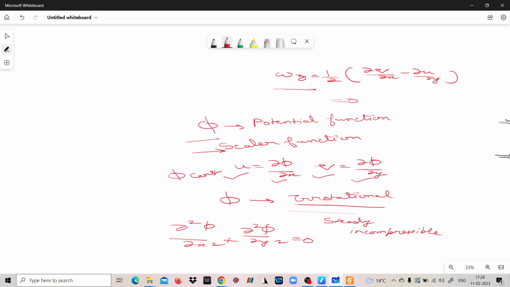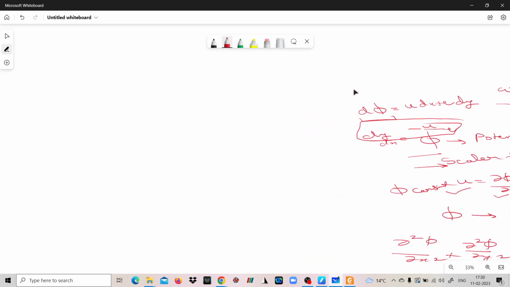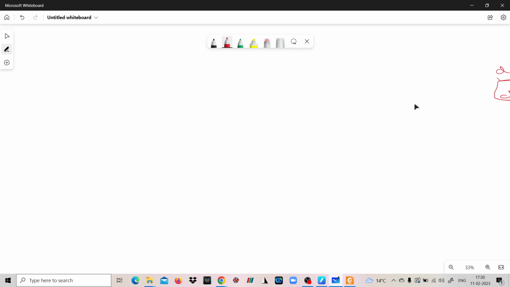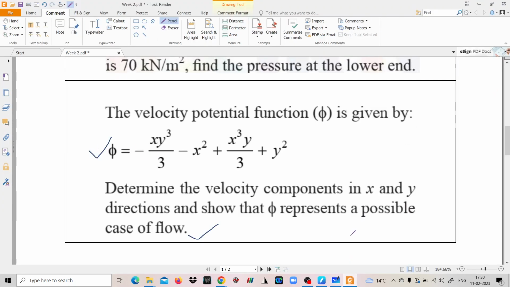And for such lines, the slope of an equipotential line is given by, first of all, the total derivative d phi is given by u dx plus v dy, and for an equipotential line d phi is equal to 0, so dy by dx is equal to minus of u by v. This is the slope of an equipotential line. So these are the properties which we have already seen during the beginning of today's session. Now let us move to the problem.